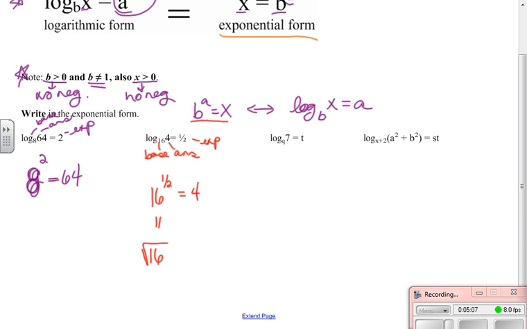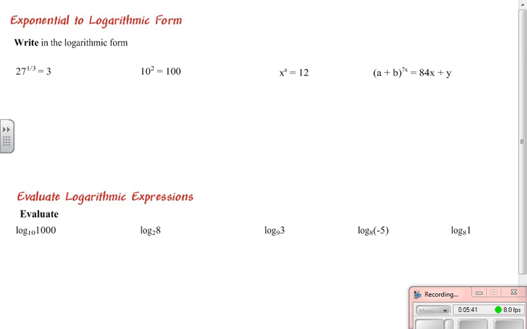So here our base is q to the t power is 7. Here our base is x plus 2 to the s power would be equal to a squared plus b squared. Now, being able to manipulate these into different formats is what's going to allow us to potentially solve different types of problems. So let's go the other way.